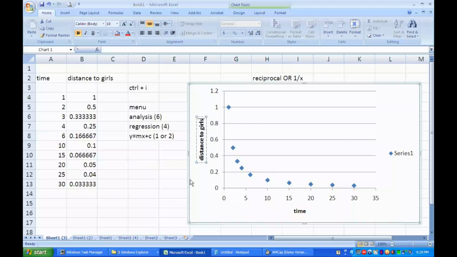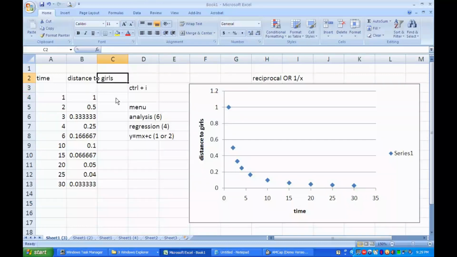Distance to girls. Super classy right now. But I'm sure the ridiculousness of this whole situation means you will not forget what I'm talking about. So, clearly this is not a linear relationship, but what if we did 1 divided by time?